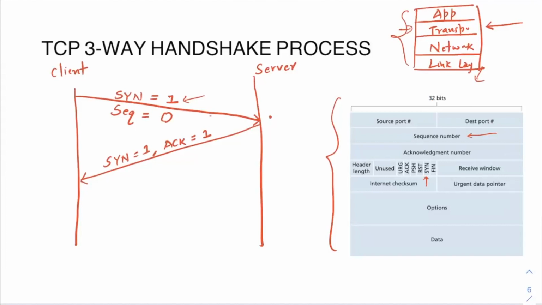Now the server will also initialize its own sequence number. Again, this will be any random number generated on the server side, but for this example, we will take it as 0. It will also have an acknowledgement number, and this will be equal to whatever the sequence number of the client was plus 1. That means it will be 1 here.